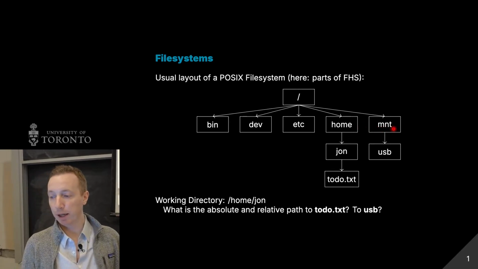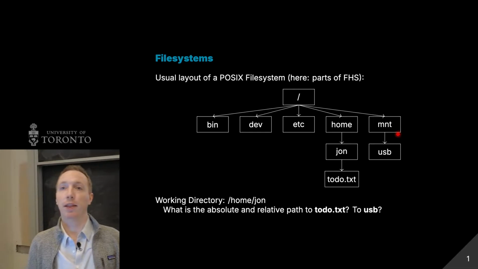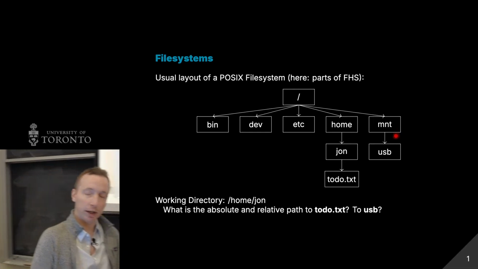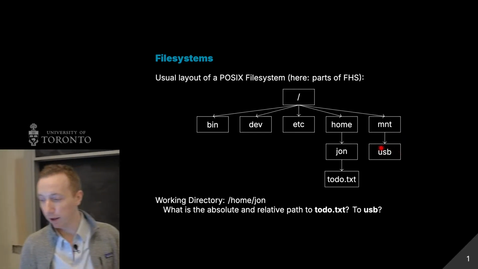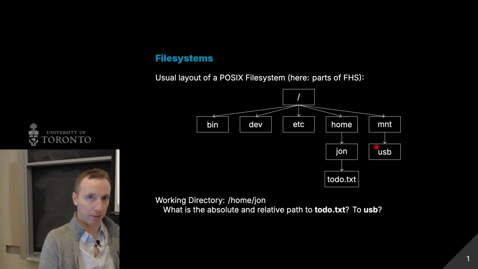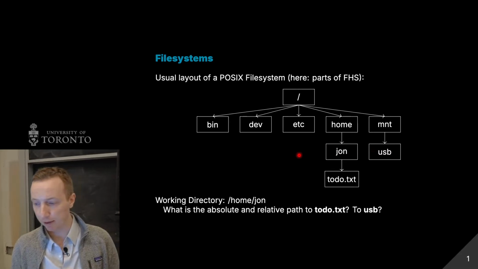And then I might have a directory called mnt, short for mount, and that is a location where, if you plug in a USB drive or something, all the files on the USB drive will appear in a folder, perhaps called USB, or it'll be named something depending on what you plug in. And that is the basic standard.